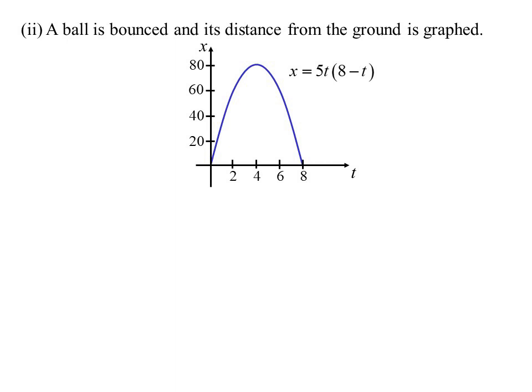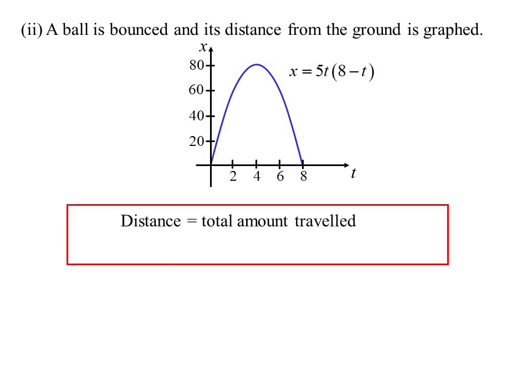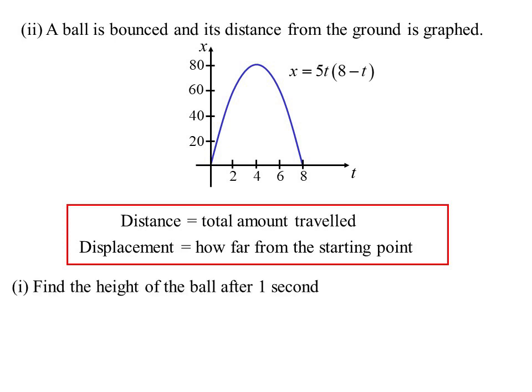We actually can work out for this sort of graph that the equation is x equals 5t times (8 minus t). It's a quadratic, our picture's a parabola. Remember, distance is the total amount travelled. That hasn't changed just because all of a sudden it's a curve instead of a straight line. Displacement is how far away you are from, usually the starting point, but they might say from another point as well. Find the height of the ball after 1 second.